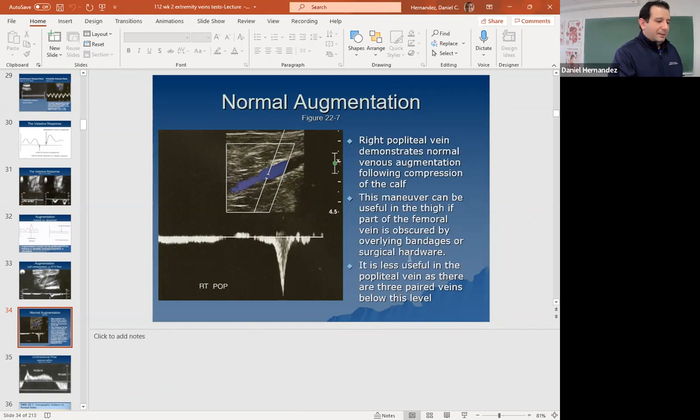So just keep in mind that this is less useful when you're assessing the popliteal vein, because we have 3 paired veins that are feeding into the popliteal at this level. So it isn't necessarily a good indication of the lack of presence of a thrombus.